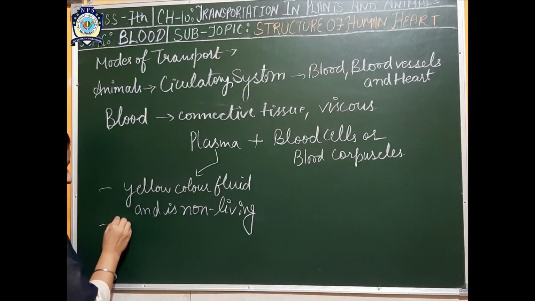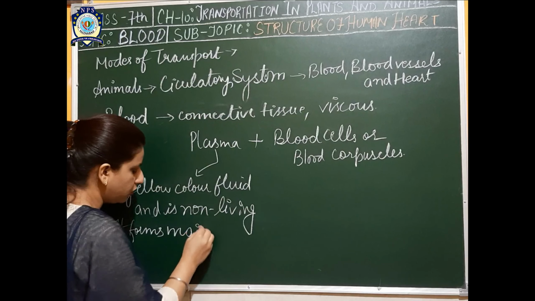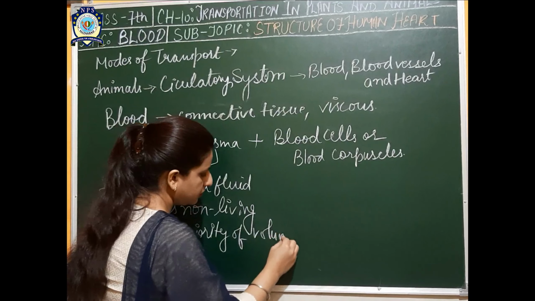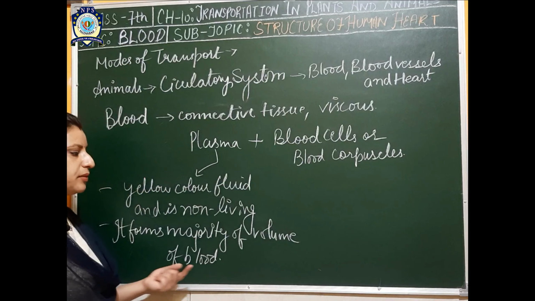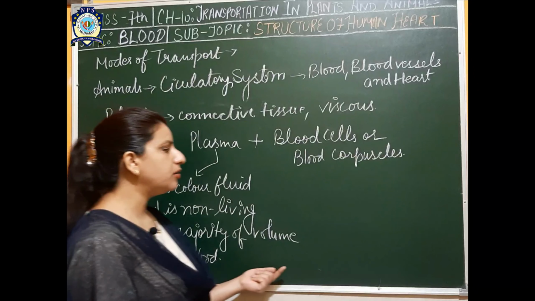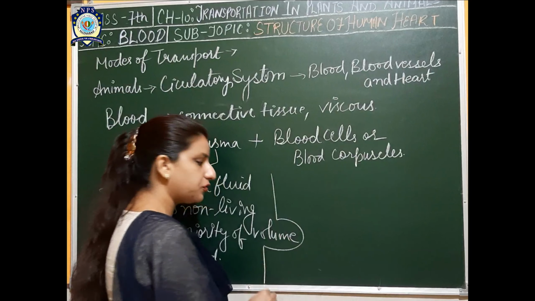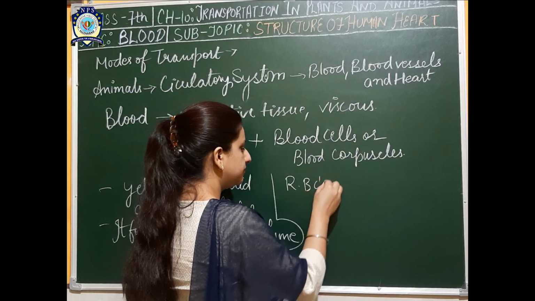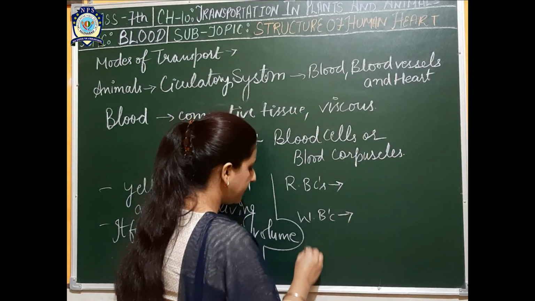It forms the majority of the volume of blood, and its main function is to help in exchanging materials. If I talk about the blood cells or blood corpuscles, they are of three types inside the blood, that is RBCs, WBCs and platelets.